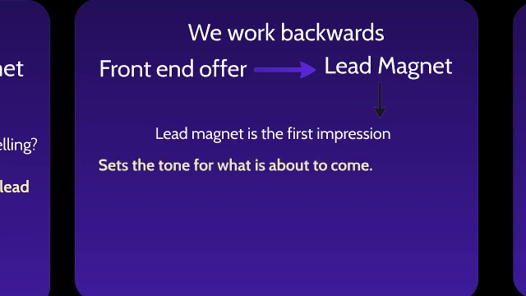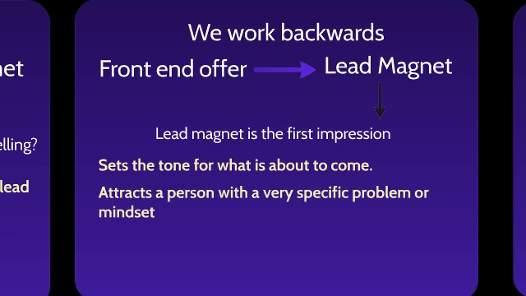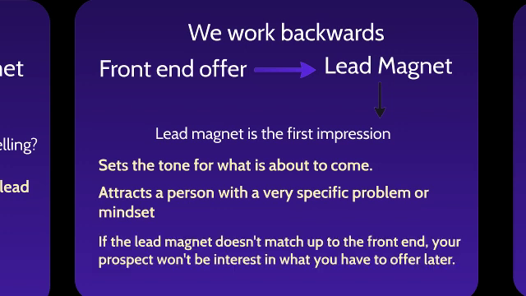So the lead magnet sets the tone for what is about to come. It attracts a person with a very specific problem, a very specific mindset, who wants to move forward. And as they're moving forward, that's telling you, hey, I'm interested, because your lead magnet set the tone for my mindset, or whatever I'm thinking. So if the lead magnet does not match up with the front end offer, your prospect won't really be interested in what you have to offer later on.